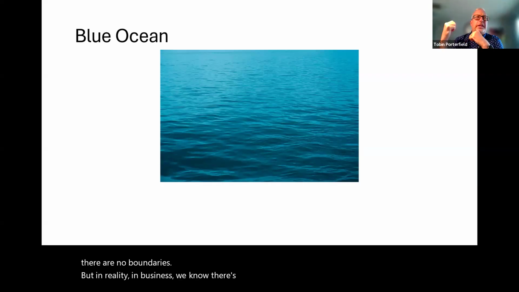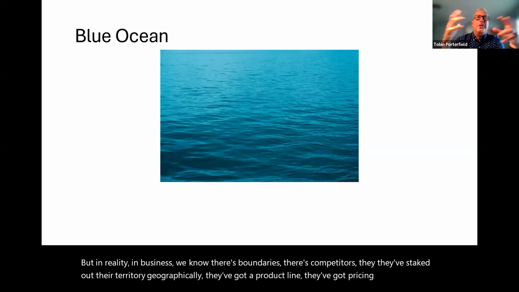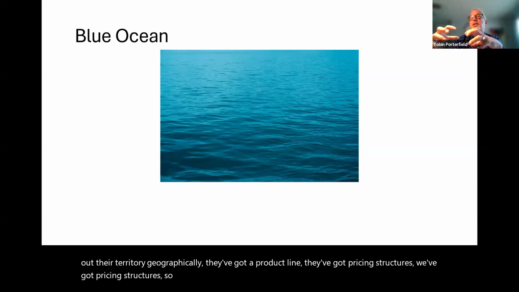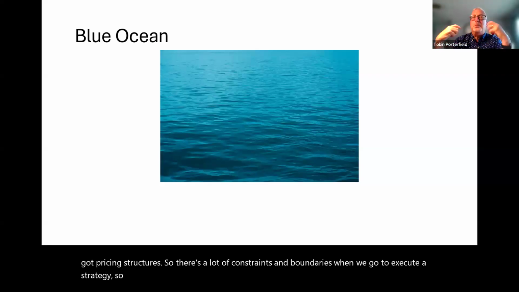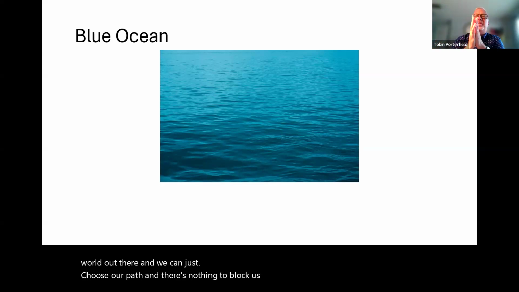There's competitors. They've staked out their territory geographically. They've got a product line. They've got pricing structures. We've got pricing structures. So there's a lot of constraints and boundaries when we go to execute a strategy. So it isn't often blue ocean. Blue ocean is the concept that there's this whole wide world out there, and we can just choose our path, and there's nothing to block us, which is not usually the case.